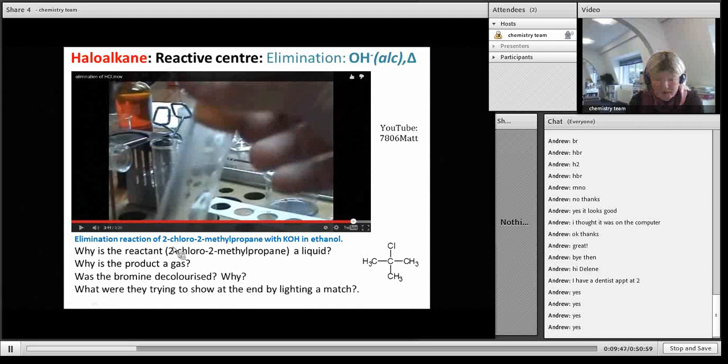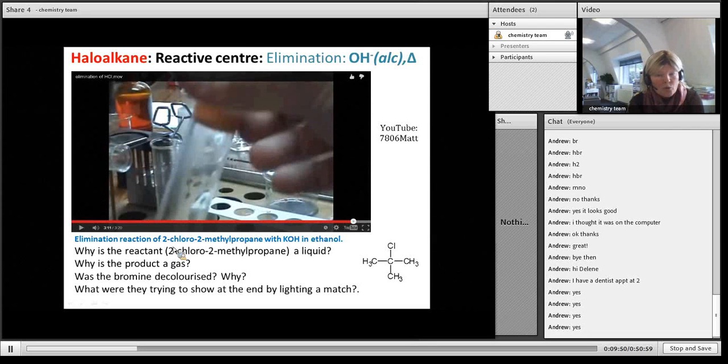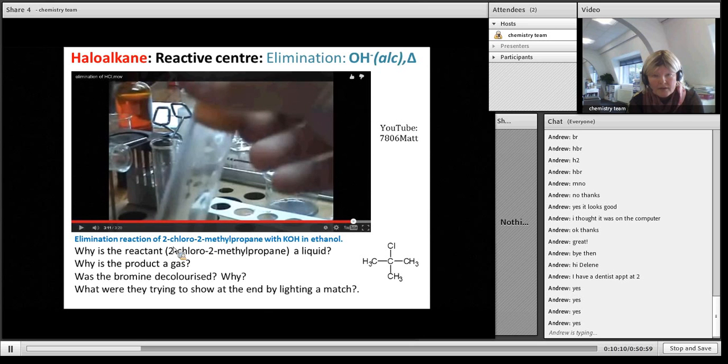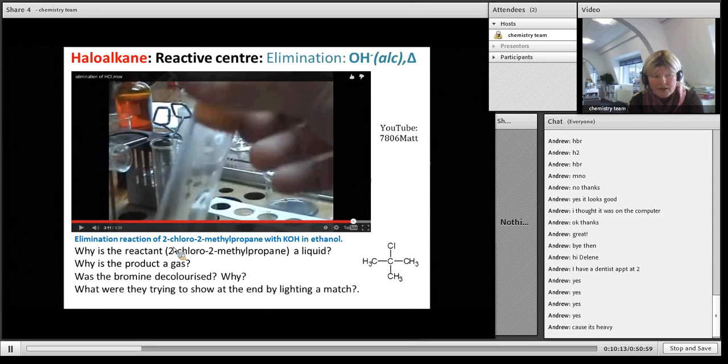So just thinking of that, first of all we had a liquid. That chloropropane, 2-chloro-2-methylpropane, was a liquid. Why would it be a liquid and not a gas? This is going back to the 305.1 that we did when we looked at physical properties. Yes, it's got a higher molecular mass, and remember, the higher the molecular mass, the stronger the temporary dipole forces of attraction, and so the higher the boiling point. And so the haloalkane is a liquid.